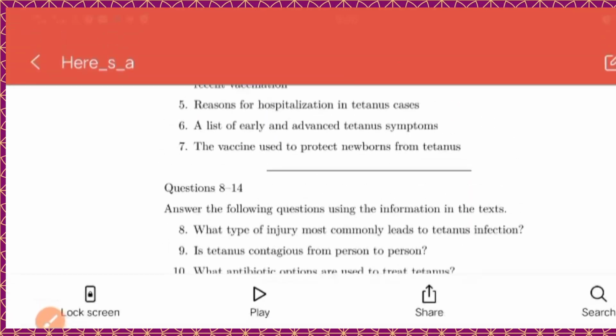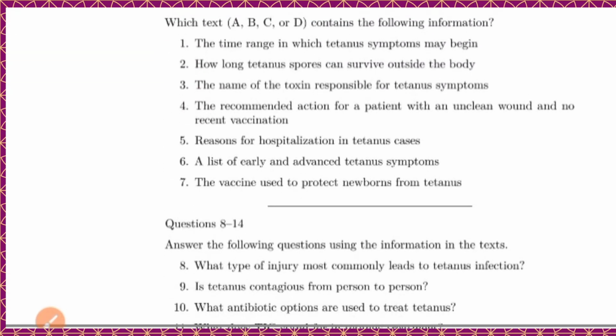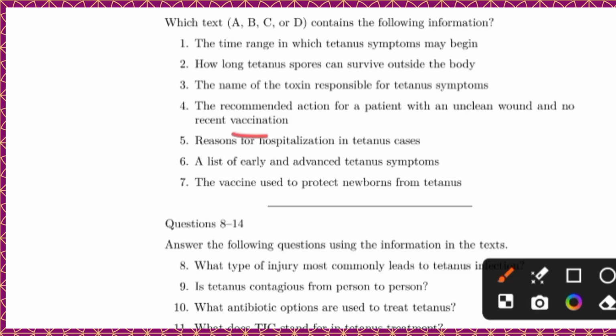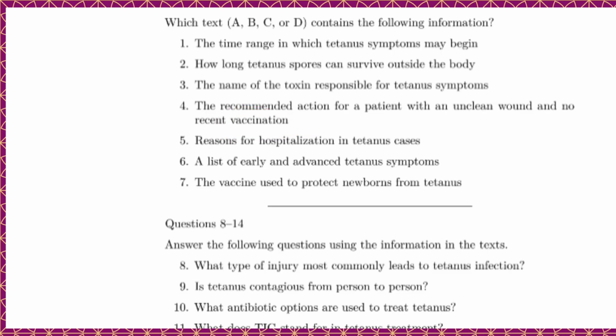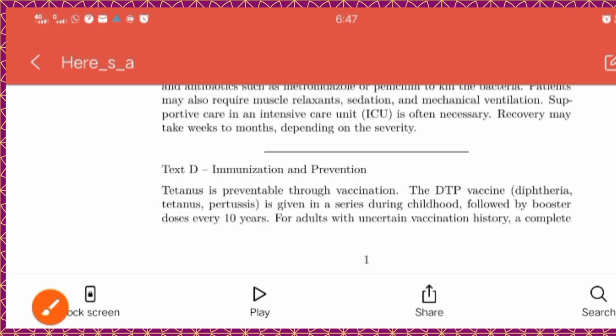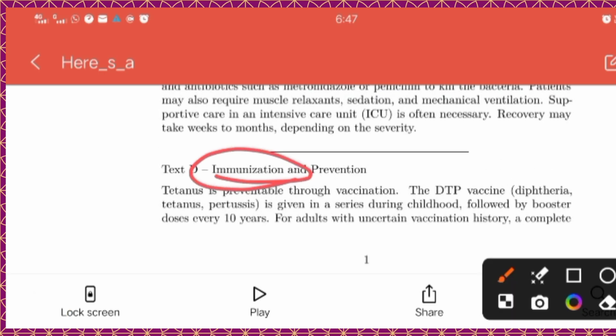Then the fourth one is again the recommended action for a patient with an uncleaned wound and no recent vaccination. So obviously vaccination is the main point. About vaccination, we go directly to text D, because here immunization is mentioned. So for this the fourth answer is D.